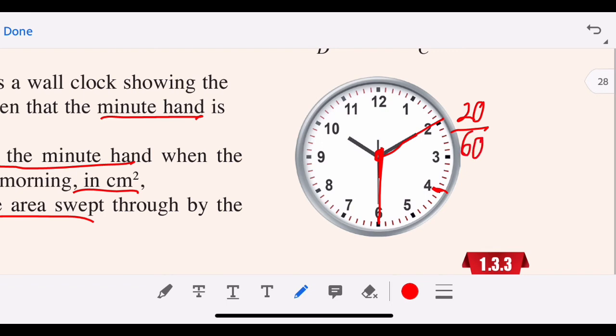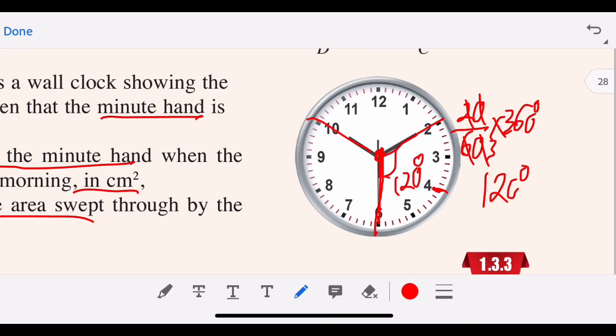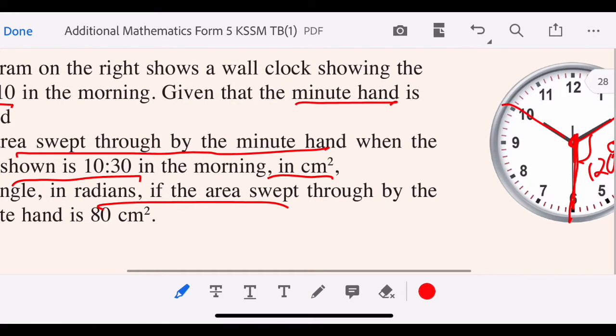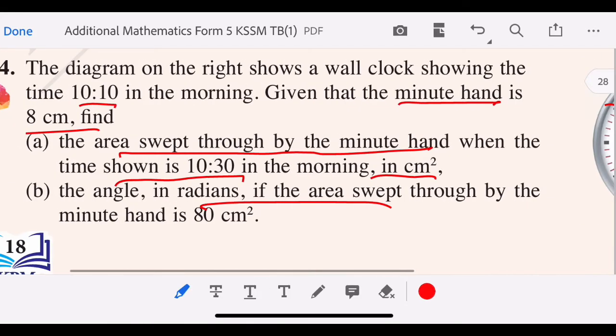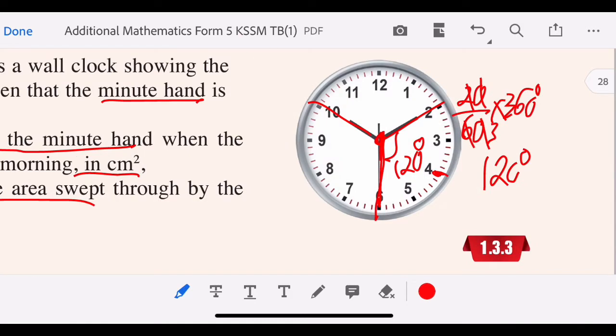60. And then we have to find the degree. So how many degrees do we have? It seems like it's 120. We have 120 degree here. We found out the angle already. After we found out the angle, the radius was given. The minute hand is 8. That means the radius is 8.